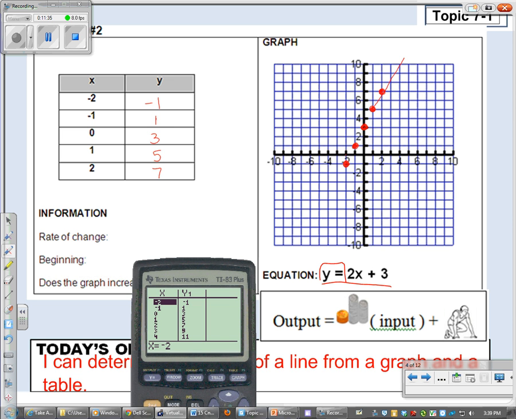Using a straight edge, I can connect my dots. As you can see, I didn't use a straight edge, but I do expect you to.